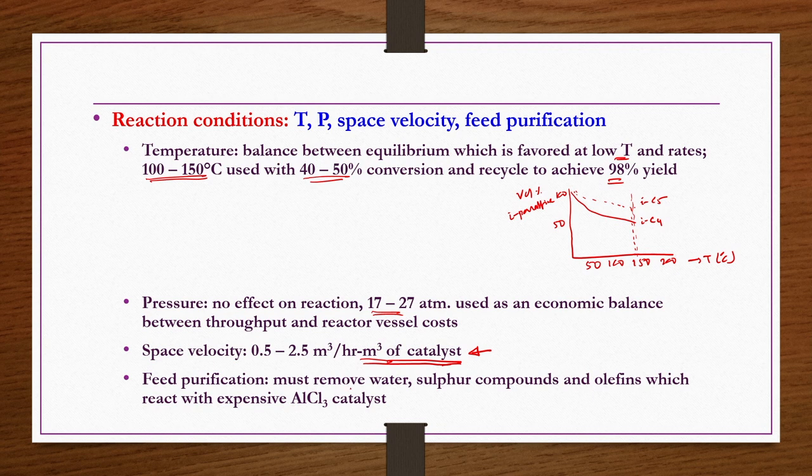Feed purification must remove the water, sulfur compounds and olefins, which react with the expensive aluminum chloride catalyst, right? So that's the reason, in addition to the temperature, pressure and space velocity, feed purification is also very much essential in isomerization processes of petroleum refinery industries. Otherwise they will react with the expensive aluminum chloride catalyst, which is not good.